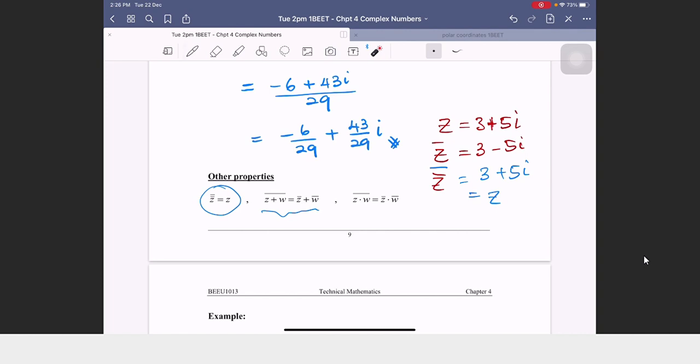For example, this is the given Z. So Z bar is actually the conjugate. Okay, Mia? Z bar is just to represent the conjugate. Understand, madam. Z bar is just a notation for conjugate.